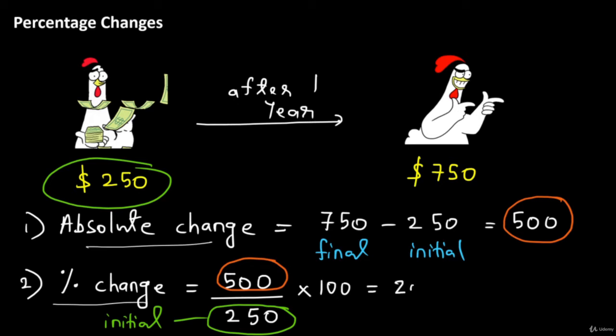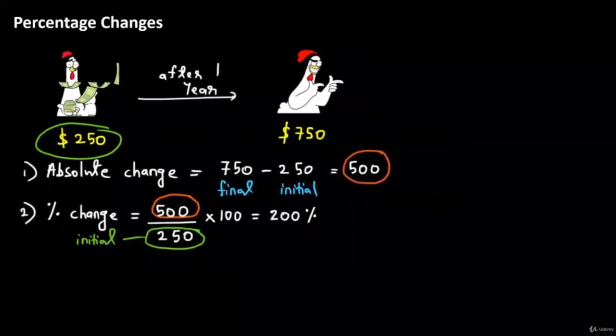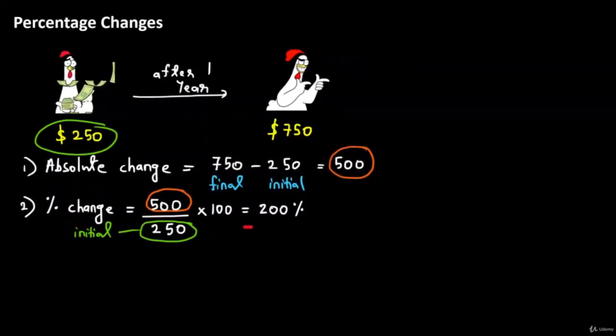Alright, now that's equal to 200%, right? 500 by 250 is equal to 2 and 2 into 100 gives you 200%. So from this year to this year, Mr. Hen experienced a 200% change in the money that he had. Alright, let's keep this aside and try to understand what we mean with this. So what's the meaning of this 200% change?